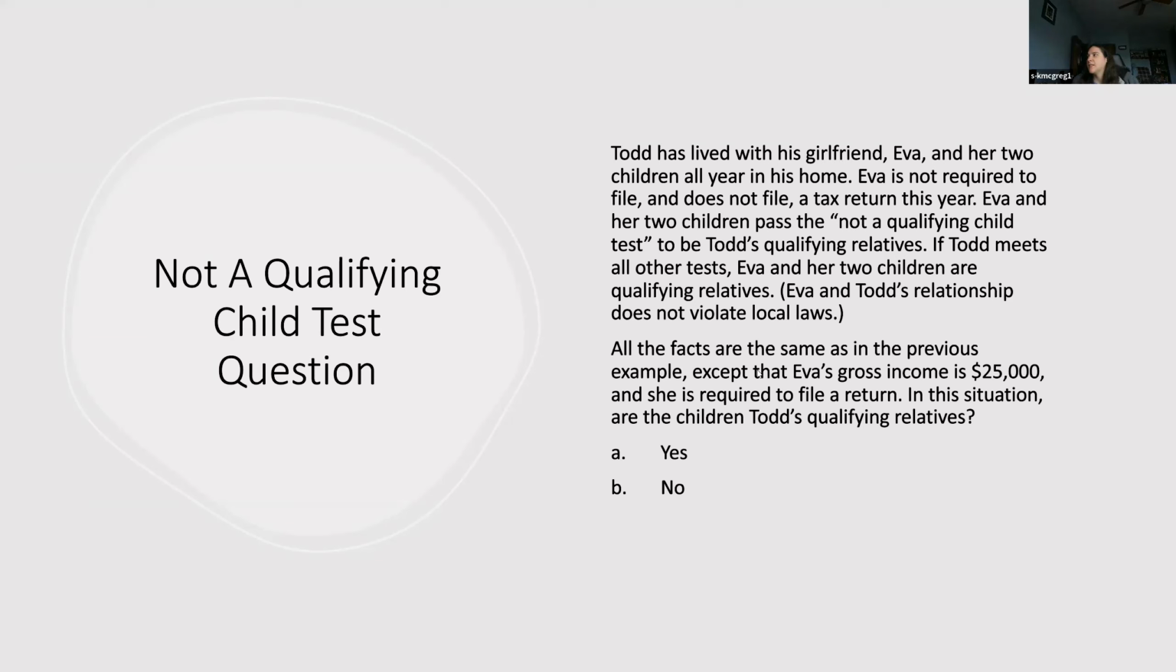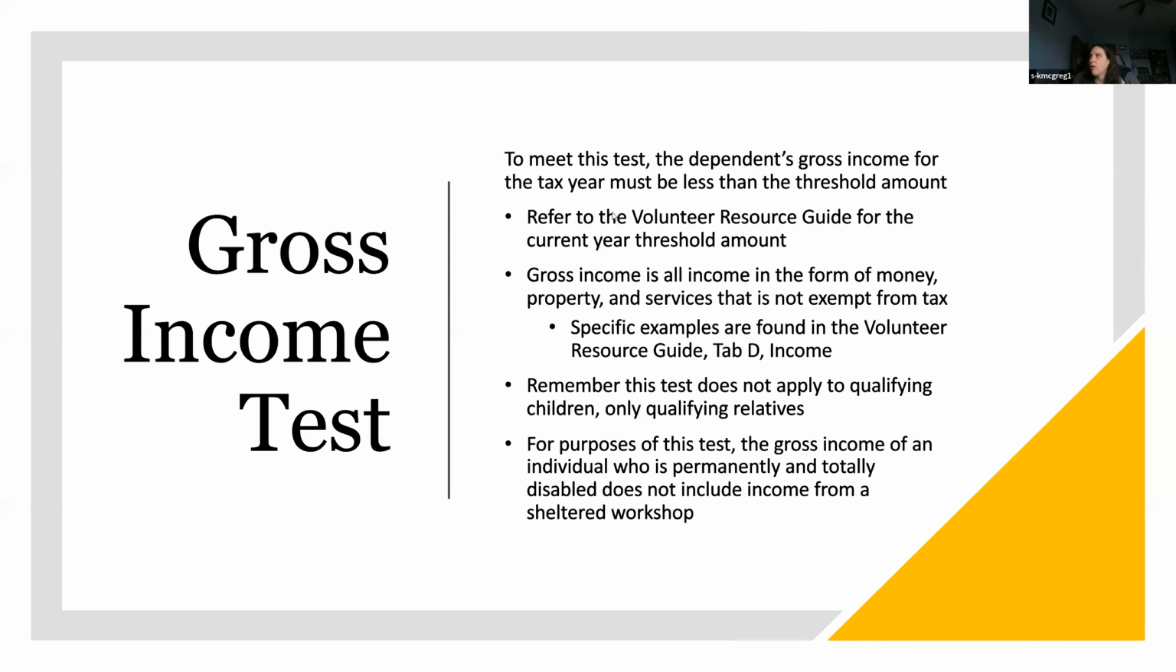So then it says, if you have the previous example, but Eva's income is $25,000, then her and her kids can't be claimed by Todd now because her income is too high. So they have to meet the gross income test. Their income has to be less than the threshold amount, which I believe I should have written down what the amount was this year.